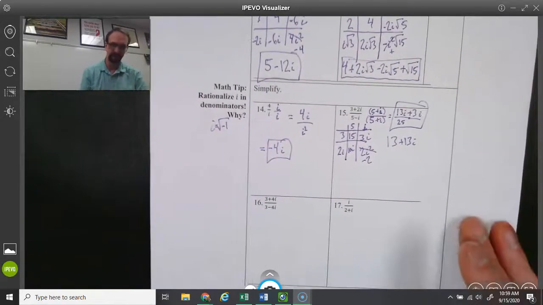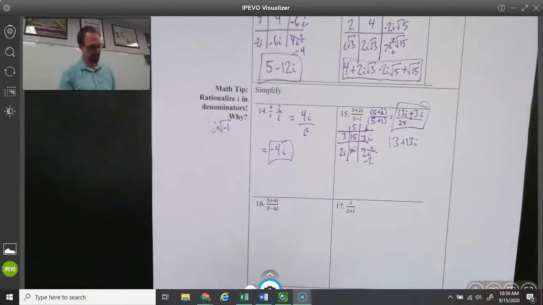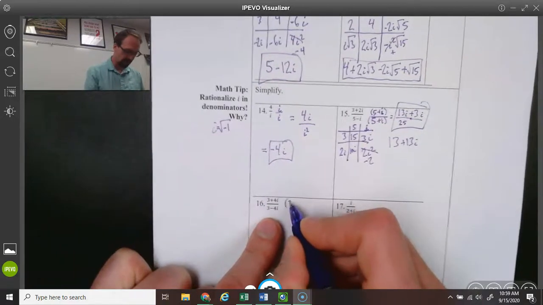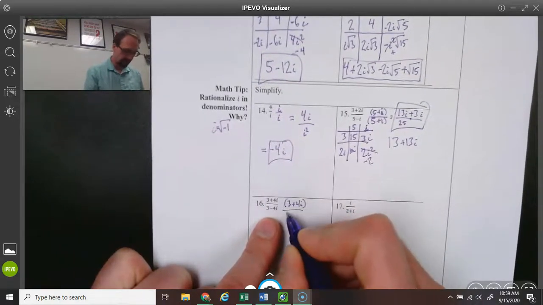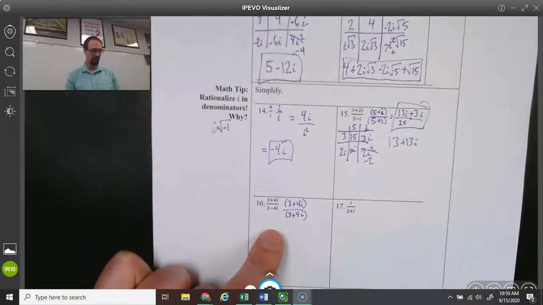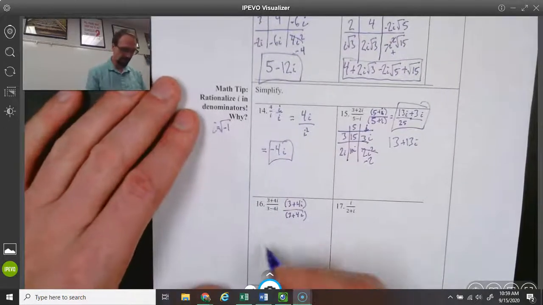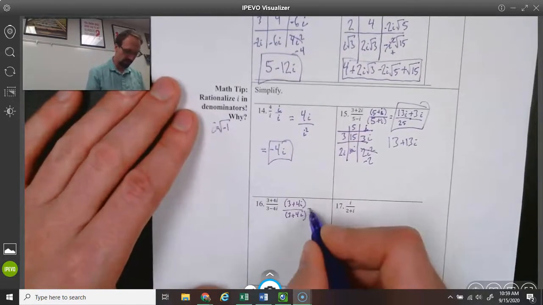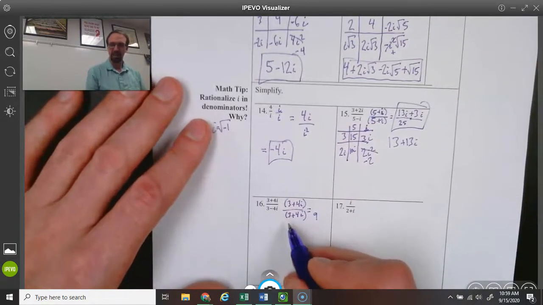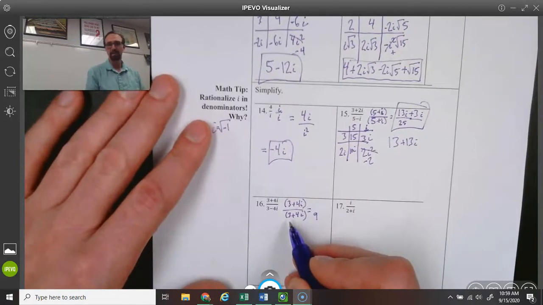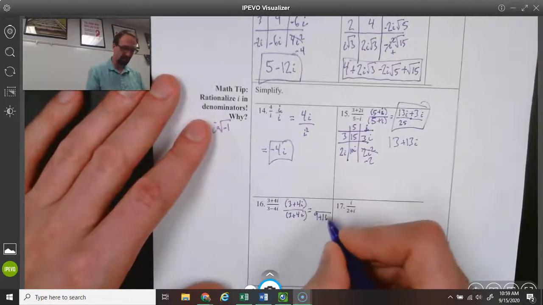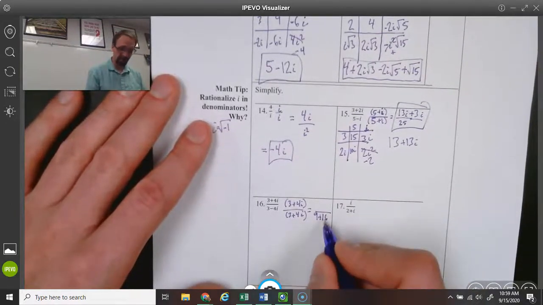This next one here, 16. A lot of students just want to cancel. Please don't. I do need to multiply 3 plus 4i by both the numerator and the denominator. And again, this is just the convenient form of 1, and I can multiply anything by 1 without changing the value of the number. So the denominator, 3 times 3, that's going to give me 9. And then my middle terms again cancel. We talked about that earlier. -4i times 4i is going to be -16i squared, or a positive 16. So I end up with plus 16. So my denominator in this case is going to be 25.